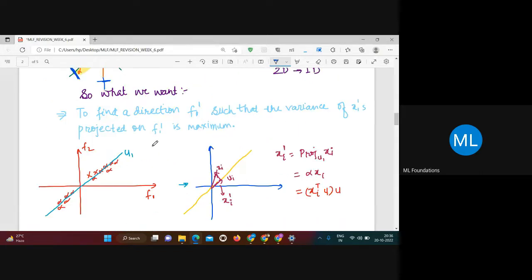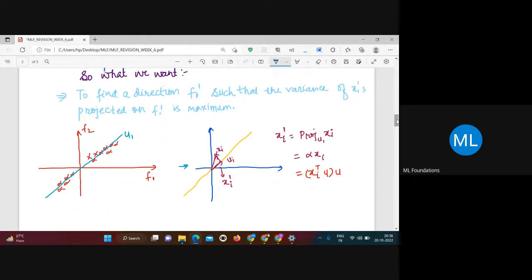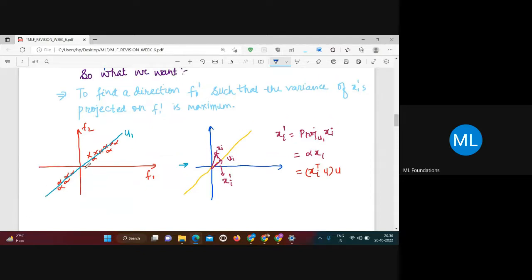So what I wrote here: to find the direction F1, it says that the variance of the projection is maximum. This is the math behind that, so I'll just start with the exact math. I was having this data set, and what I need is this direction u1. I'm not caring about the magnitude of this vector, I'm just caring about the direction of the data set. So I need just some unit vector, the direction where the variance is maximum. So this is the unit vector or unit direction where the variance is maximum.